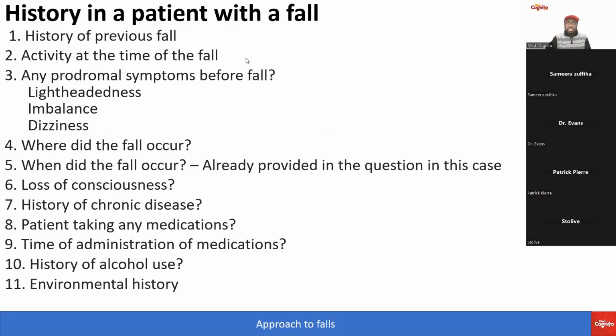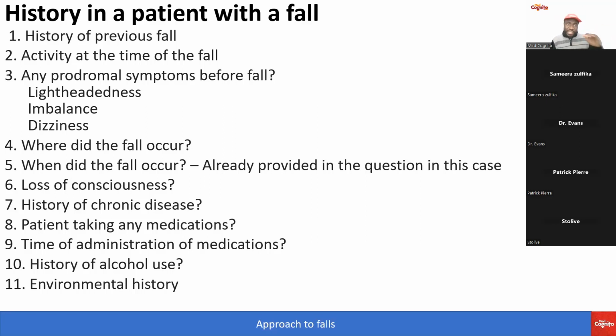So when you have a patient who has had a history of falls, the first thing you want to know is history of previous falls. Has this patient had any previous falls before? Number 2, what is the activity at the time of fall? What was the patient doing when the patient fell? Any prodromal symptoms before the fall? That's something very critical you want to know. Did the patient have any symptoms? Did the patient complain of any lightheadedness, any imbalance, any dizziness before the fall?